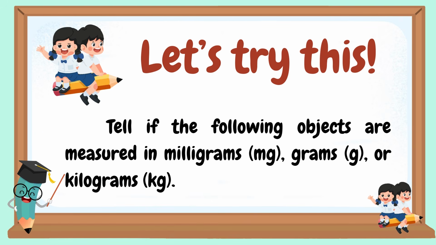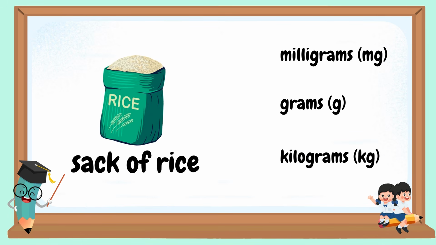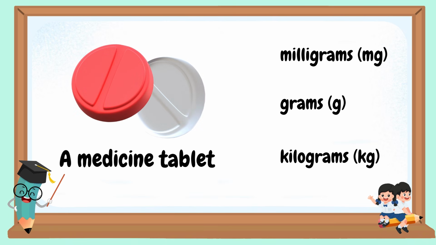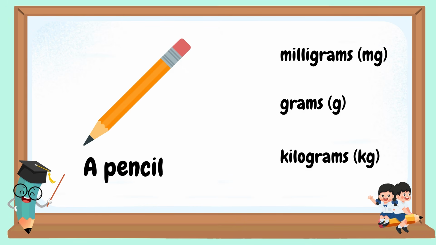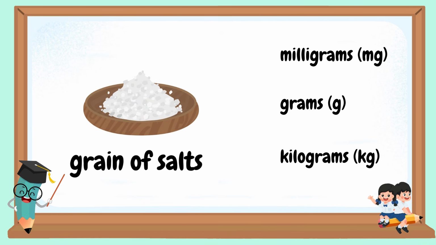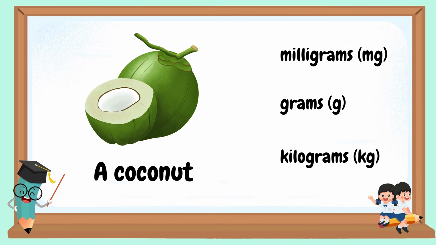Let's try this. Tell if the following objects are measured in milligrams, grams, or kilograms. An ant. Sack of rice. Chocolate bar. A medicine tablet. A pencil. A book. Grain of salt. A chair. A coconut.